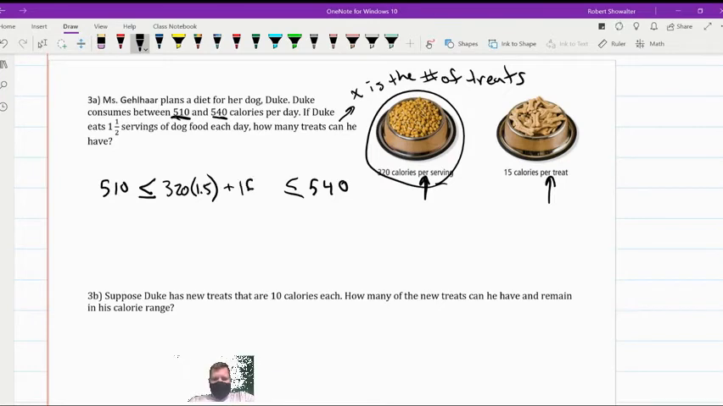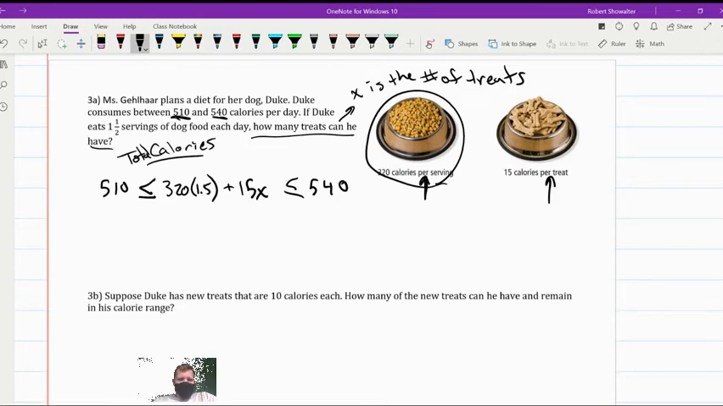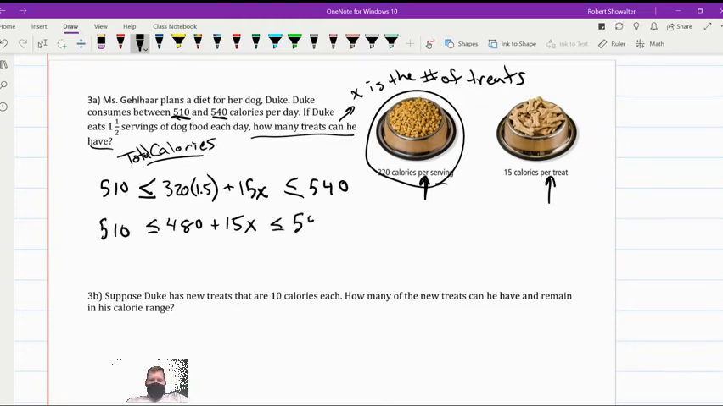Well, it's 15 calories times the number of dog treats. Remember, we wrote an inequality that represents the total calories. The center one represents the total calories based off of the description above, and on the left and right are the calories that it needs to be in between. Now we can solve it for x to see how many treats this dog can eat. We do 320 times 1.5, which is 480, plus 15 times x. Now let's solve this.